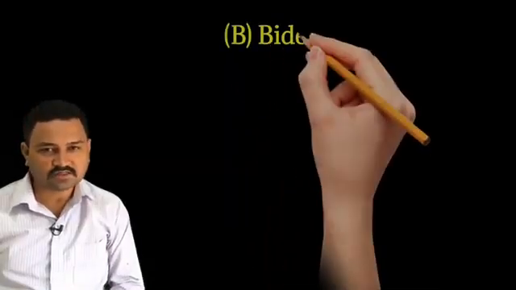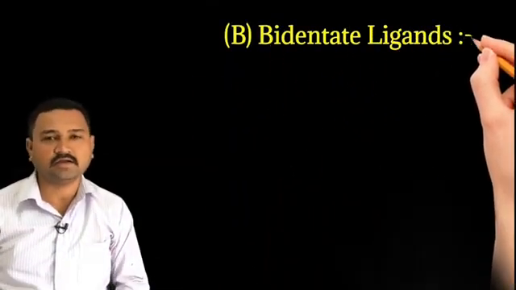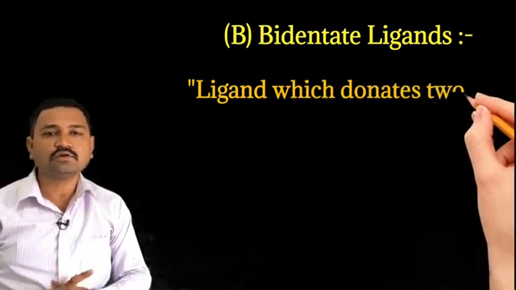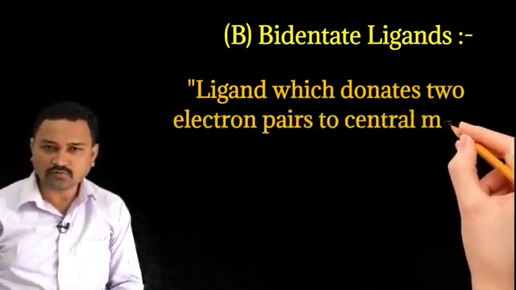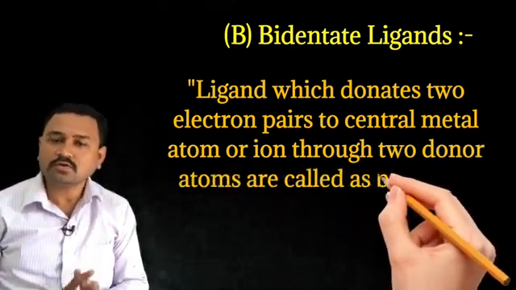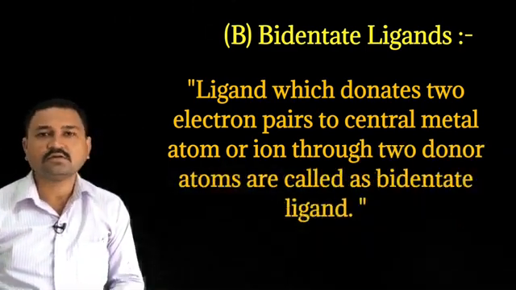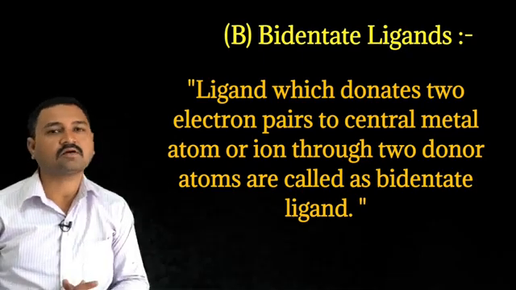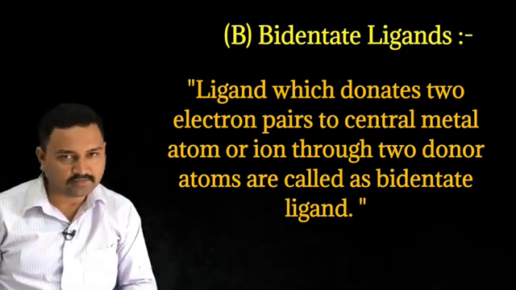Now, let us consider the second class, that is the bidentate ligand. A ligand which donates two lone pairs of electrons to the central metal atom or ion through two donor atoms is called a bidentate ligand.